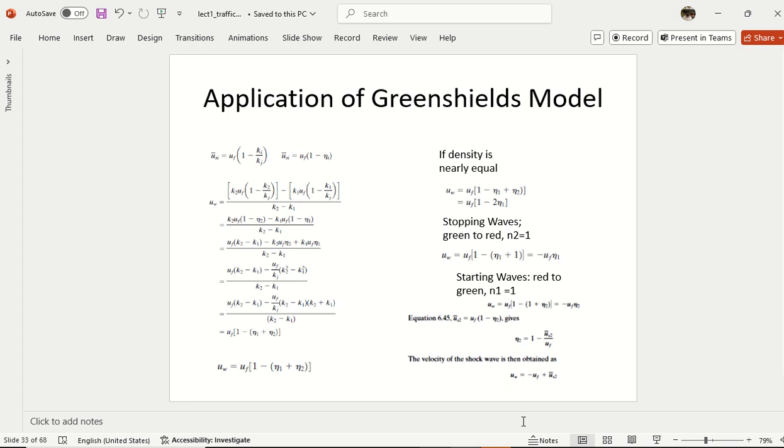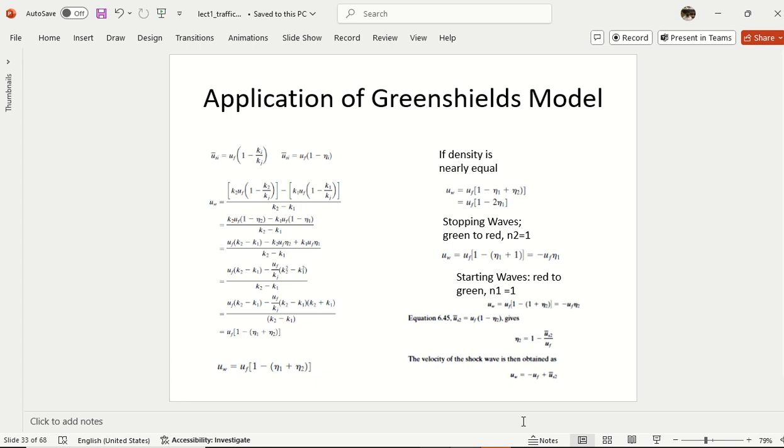The actual equation was flow equals this: Q equals K into U. This is what I am saying. Now you got it, now it makes sense.